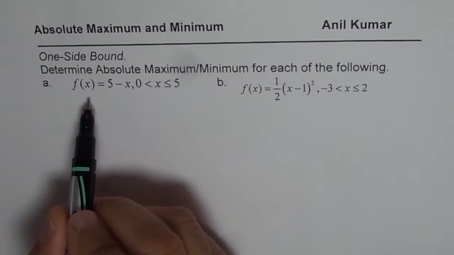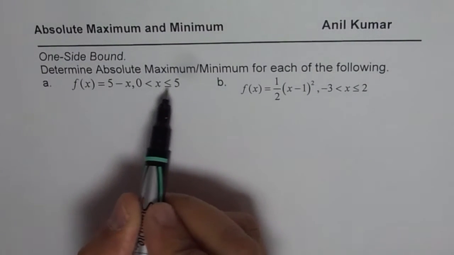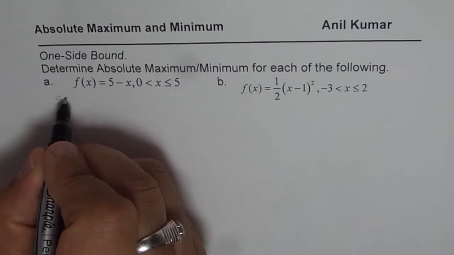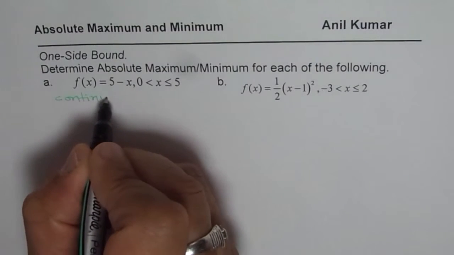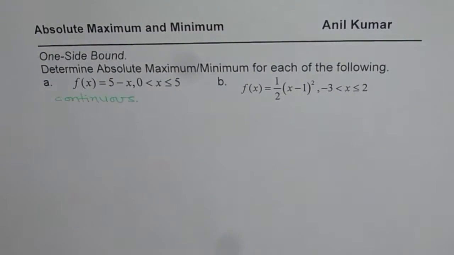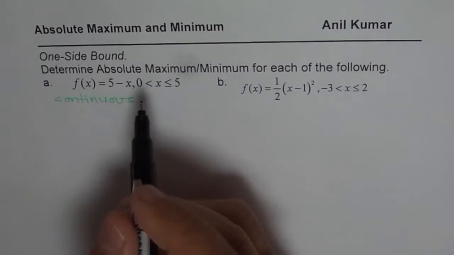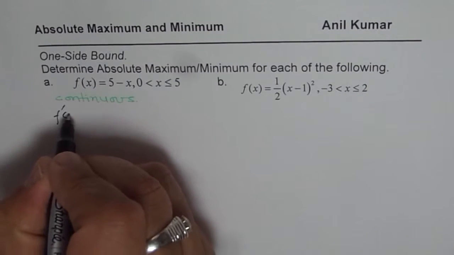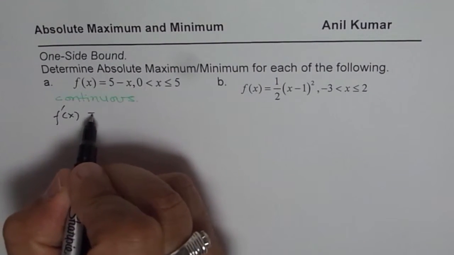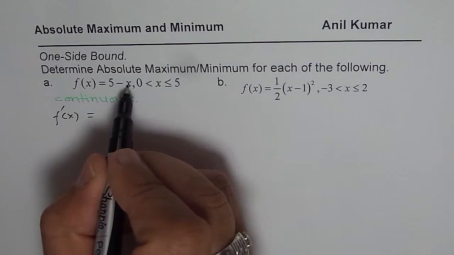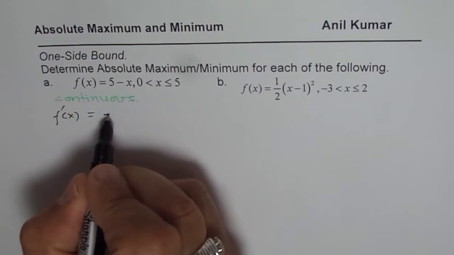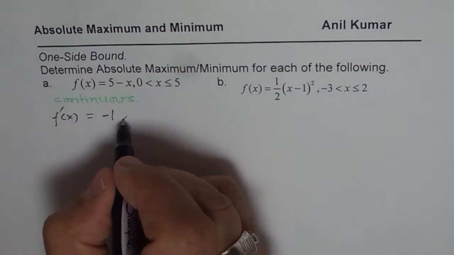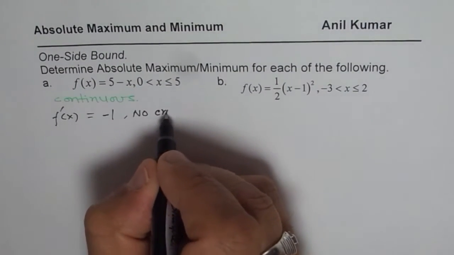So first thing is you have to check whether the function is continuous or not within the given domain. So within 0 to 5 it is a straight line. We know it is continuous, right? So that is not an issue. Let's adopt the algorithm to find absolute maximum or minimum. So first step is find the critical points, that is where the derivative is 0 or undefined. So the derivative for this function, 5 minus x, is minus 1. Now minus 1 can never be 0, so we have no critical number here.